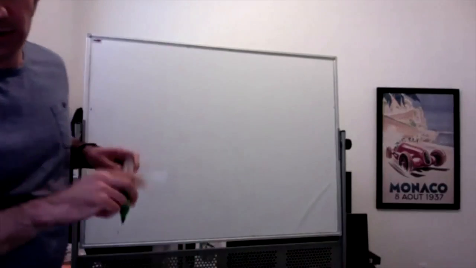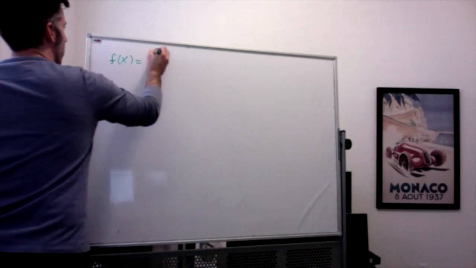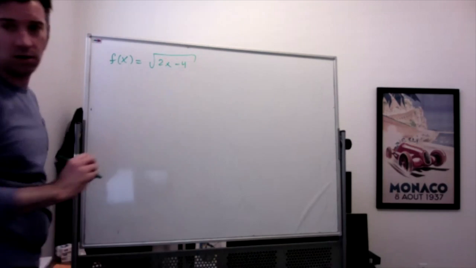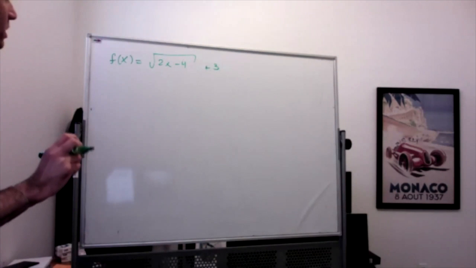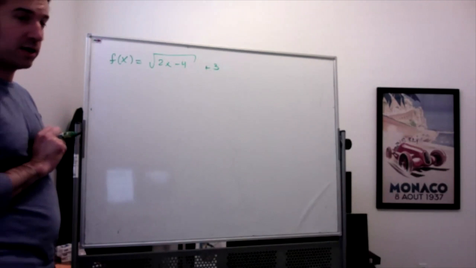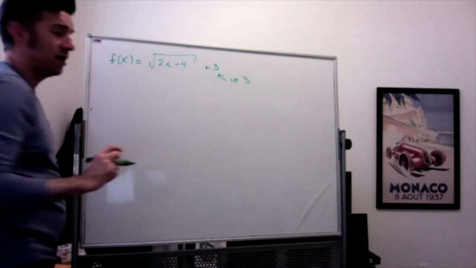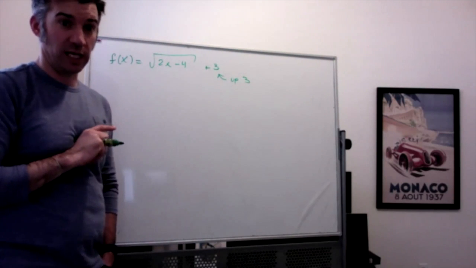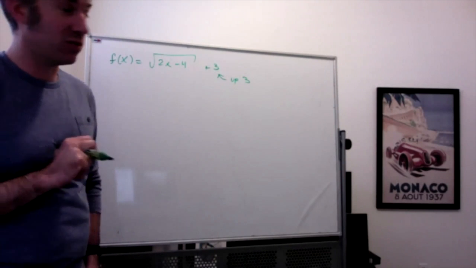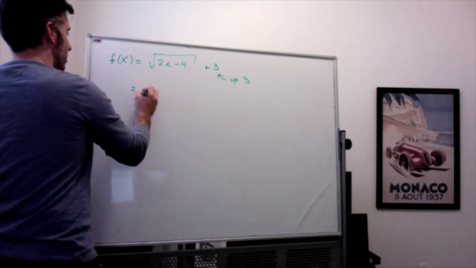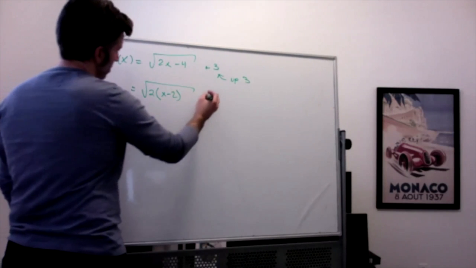Let's look at the next one, which is f of x equal to the square root of 2x minus 4, plus 3. So this one definitely has a shift to the right and a shift up. So it's going to go up 3. And now here the thing is the shift to the right is actually tricky. It's not going to shift to the right by 4. It's going to shift to the right by 2. Because really this is the square root of 2 times x minus 2, plus 3.